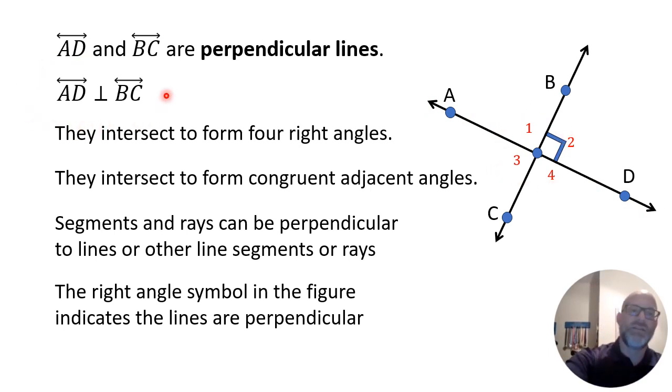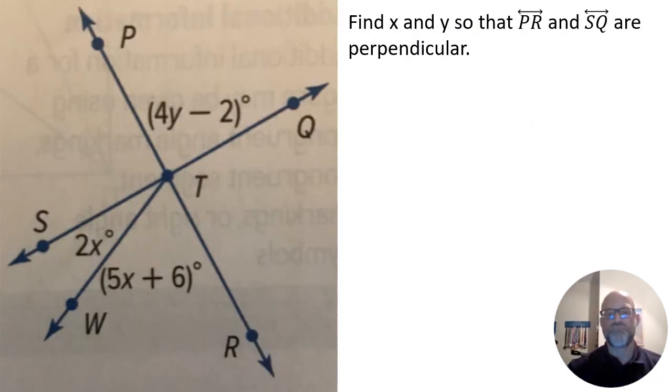We write this. Line AD is perpendicular to line BC. That's the symbol. Now you can have rays that can be perpendicular to lines. Segments can be perpendicular to line segments. You can do all that. All right, and this right here is the universal symbol for a right angle.